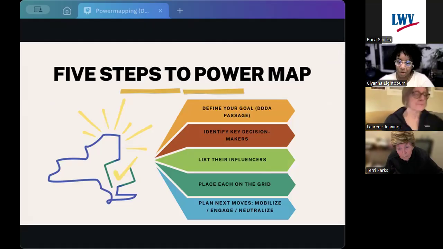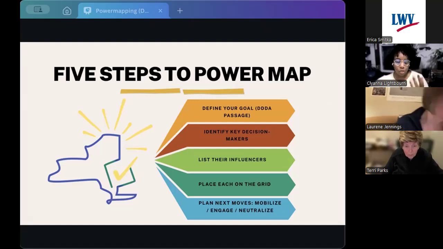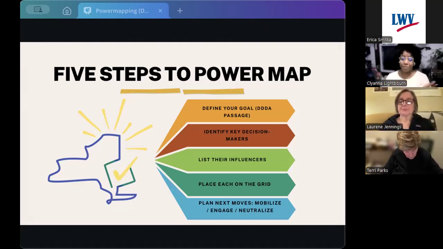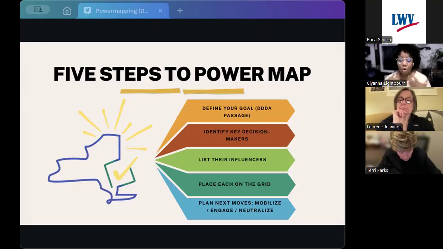So you would plot them on the grid, and then you would plan your next moves. You're able to use these steps using a worksheet that I can provide later. These are steps that you can use in really figuring out who are the decision makers in your target area, and then how to get those decision makers to see your idea and get a better idea of moving this legislation forward or whatever project or campaign you've got going.